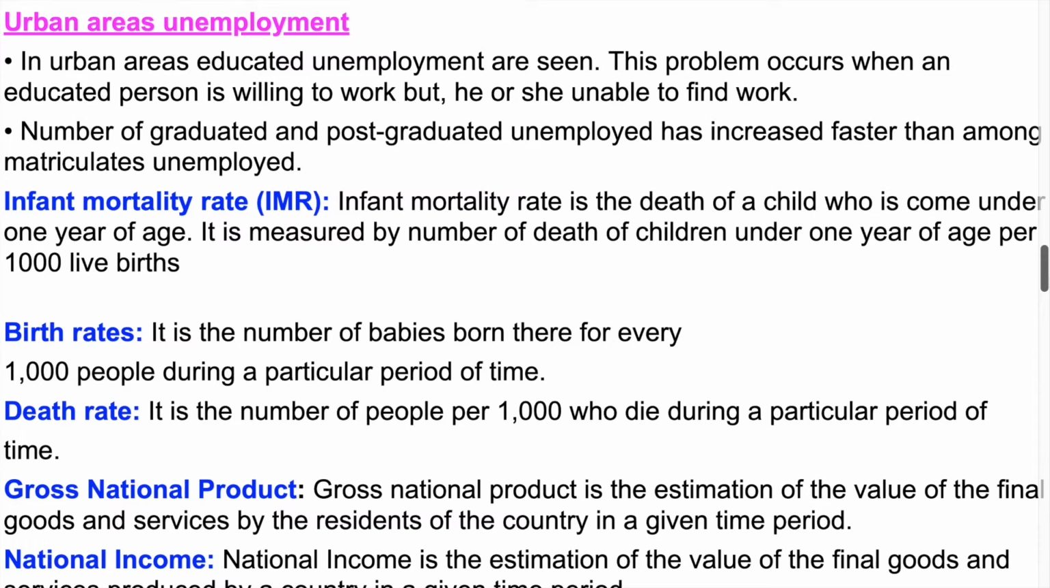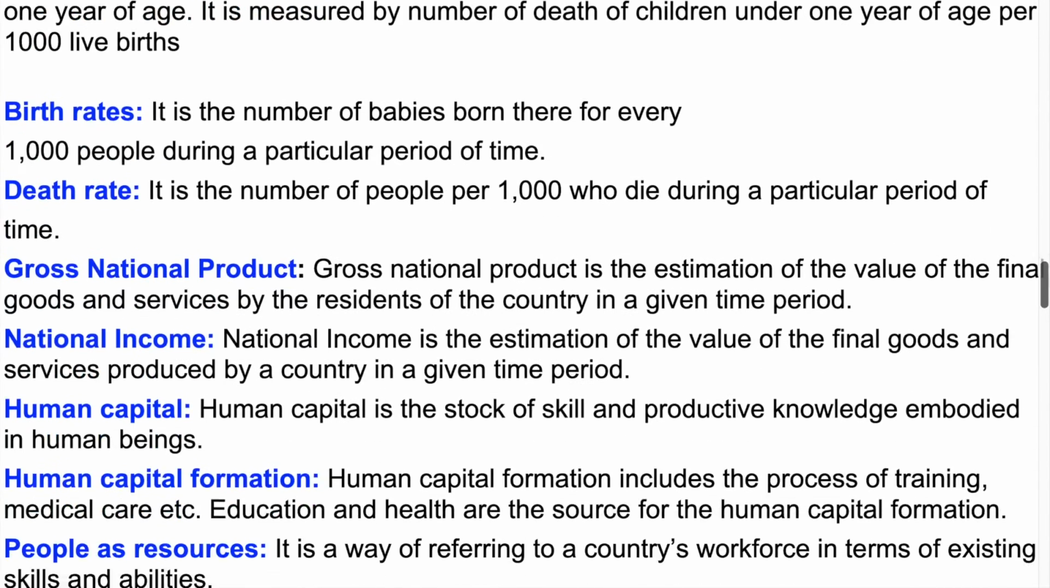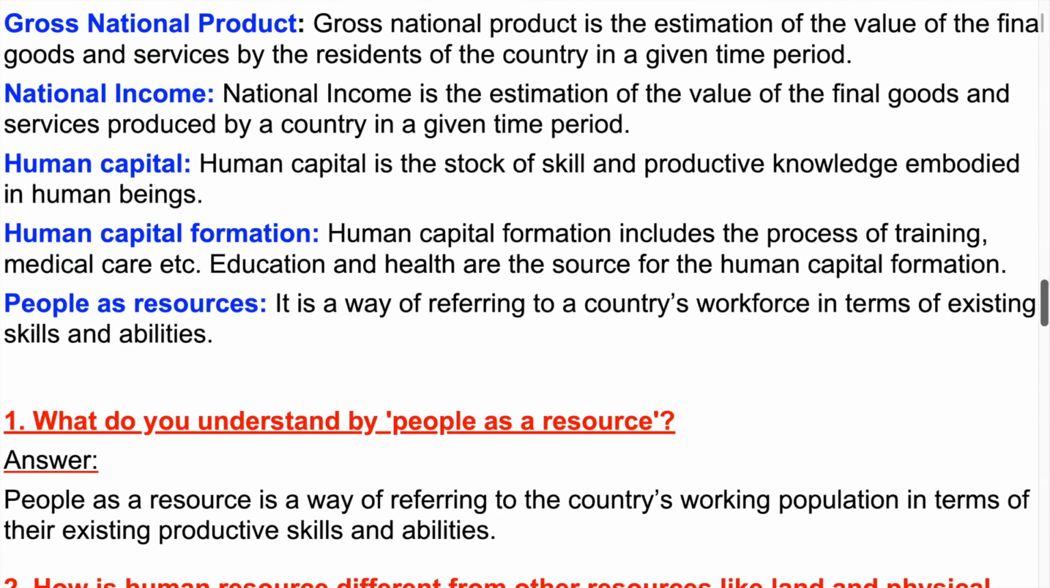Infant mortality rate, IMR. Infant mortality rate is the death of a child under 1 year of age. It is measured by the number of deaths of children under 1 year of age per 1,000 live births. Birth rate is the number of babies born for every 1,000 people during a particular period of time. Death rate is the number of people per 1,000 who die during a particular period. Gross national product. Gross national product is the estimation of the value of the final goods and services by the residents of the country in a given time period. National income is the estimation of the value of the final goods and services produced by a country in a given time period.